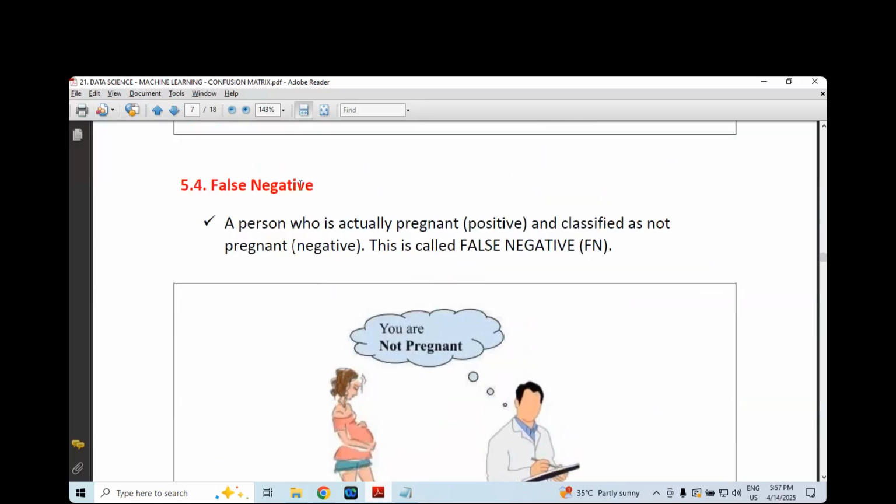Then this is an issue. False negative. A person who is actually pregnant, which is positive, and is classified as not pregnant. This is called a false negative.